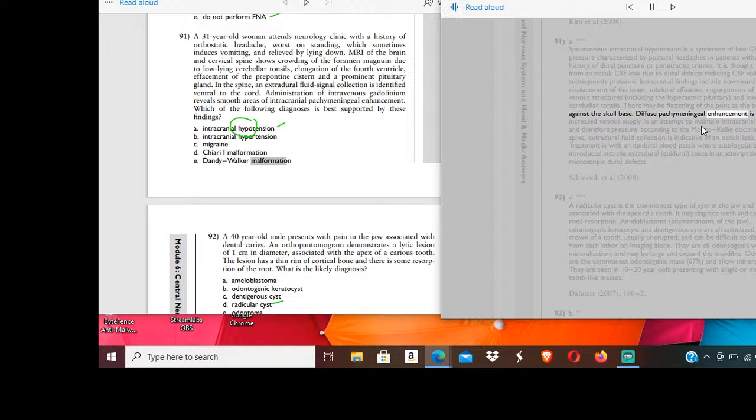Diffuse pachymeningeal enhancement is due to increased venous supply in an attempt to maintain intracranial volume and therefore pressure, according to the Monro-Kellie doctrine. In the spine, extradural fluid collection is indicative of an occult leak. Treatment is with an epidural blood patch where autologous blood is introduced into the extradural epidural space in an attempt to seal the microscopic dural defects. Shivink et al. 2008.